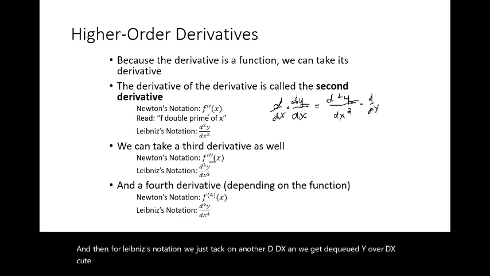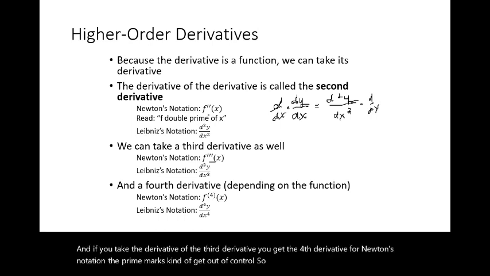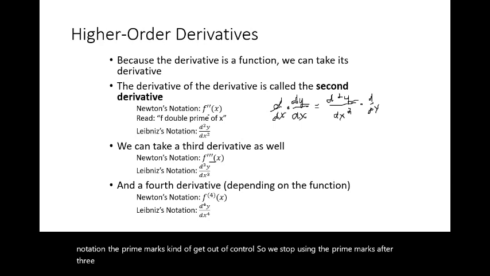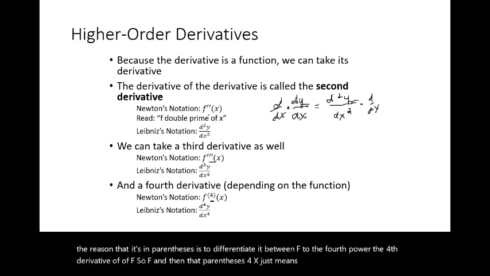And if you take the derivative of the third derivative, you get the fourth derivative. And for Newton's notation, the prime marks kind of get out of control, so we stop using the prime marks after 3 because it just gets ridiculous after that. So this right here is not f raised to the fourth power. The reason that it's in parentheses is to differentiate it between f to the fourth power and the fourth derivative of f. So f and then that parentheses 4 of x just means the fourth derivative of x in Newton's notation.